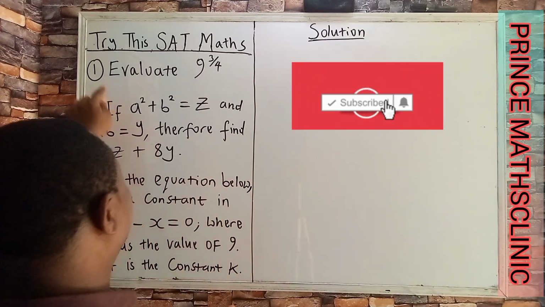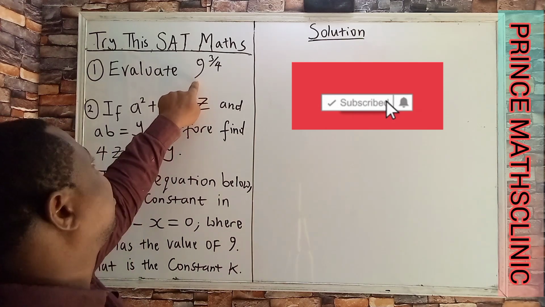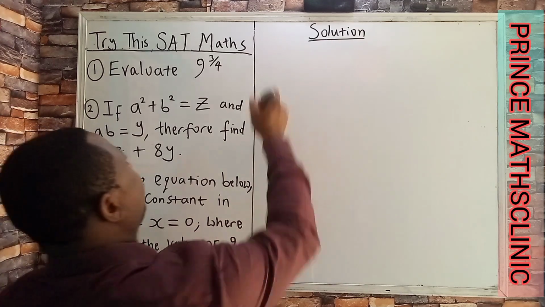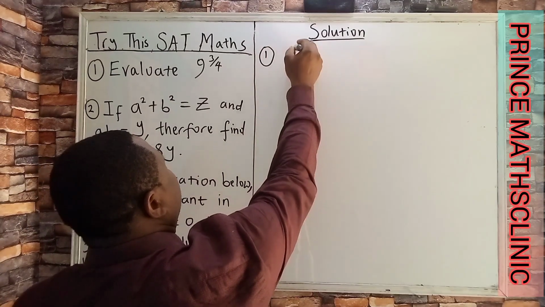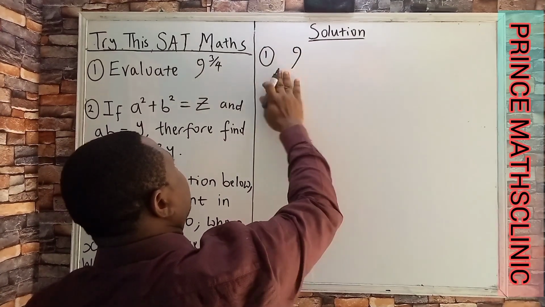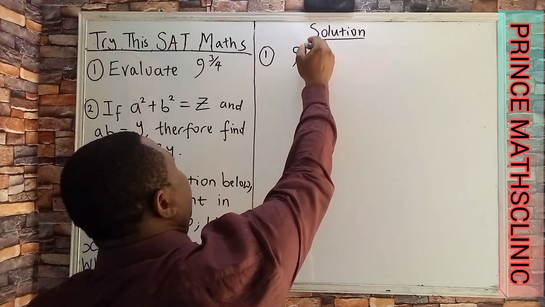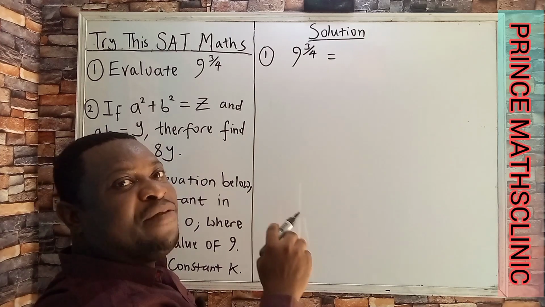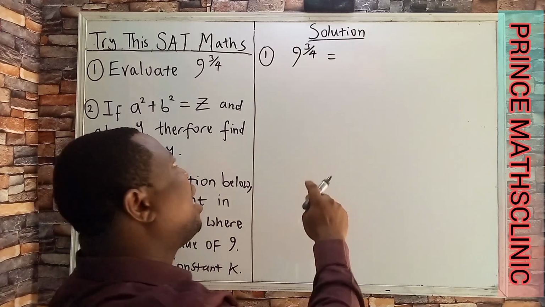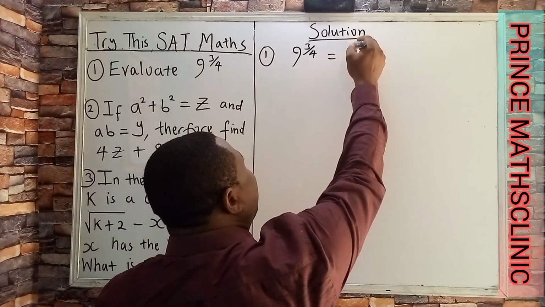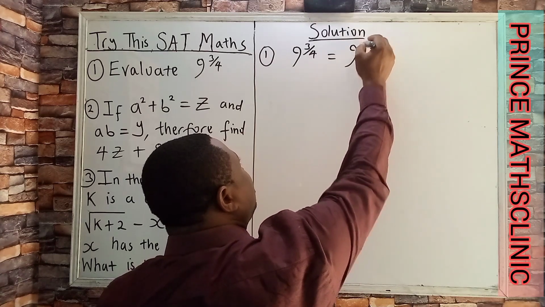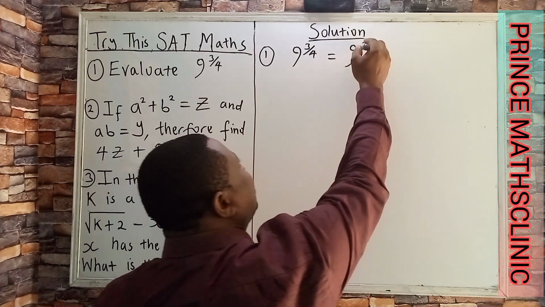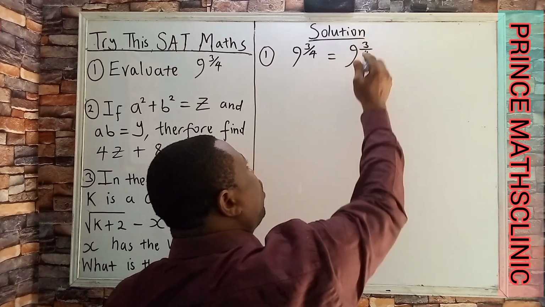The first question says evaluate 9 raised to the power of 3 over 4. Now take note, when you have a fraction as a power, the numerator, which is this 3 for instance, talks about the power, while the denominator talks about the root.